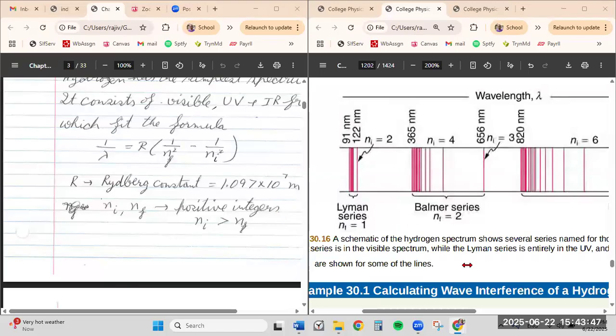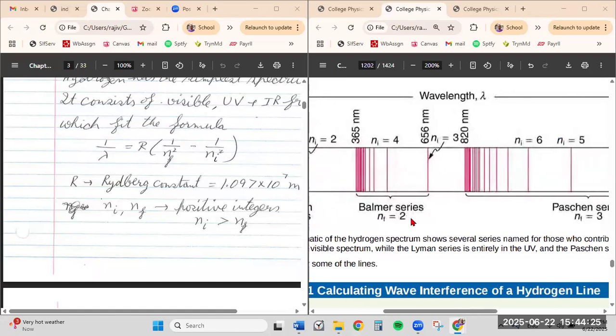Before we get to that problem, let me go back to the spectrum here. So these ranges that are shown here. The entire Lyman series falls in this range. And Lyman is characterized by NF being 1, and then Ni, which has to be greater than NF, can have values 2, 3, 4, 5, 6, 7, etc. And what you see here is the smallest Ni value, Ni equals 2. And then 3, 4, 5, 6 are all bunched together here.